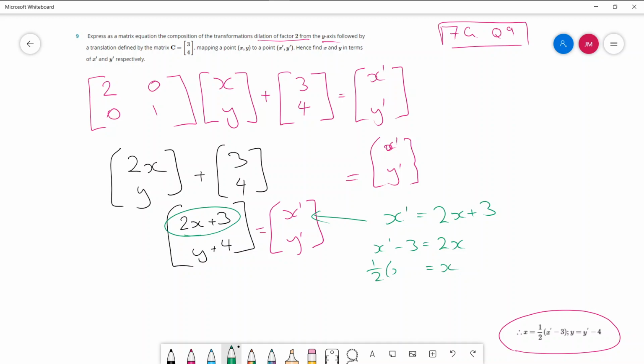So let's do the same thing for our y values. The image of y down here is equal to y plus 4. So subtract the 4 to the other side, which gives me the image of y minus 4 equals y, which is this part of the answer here.